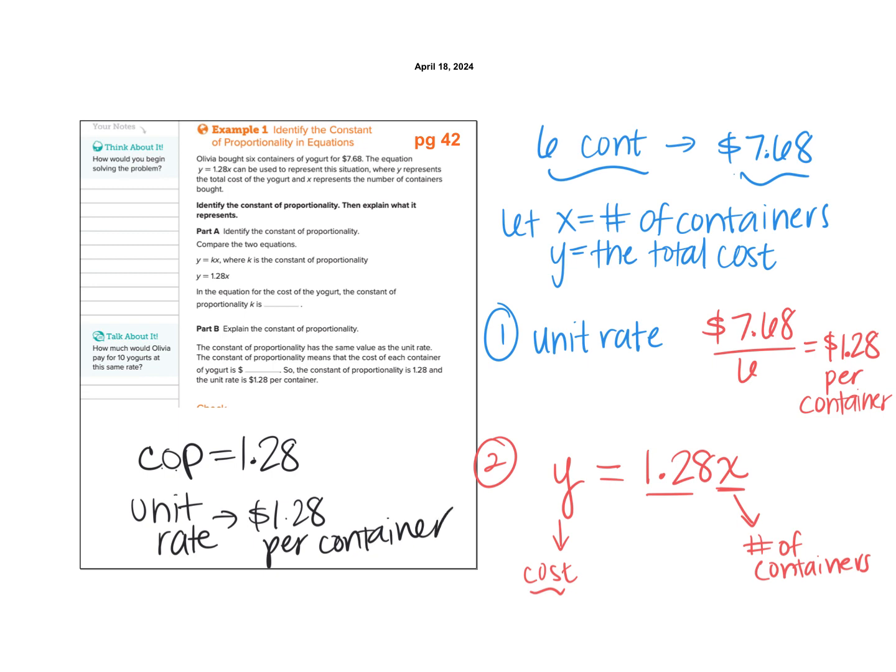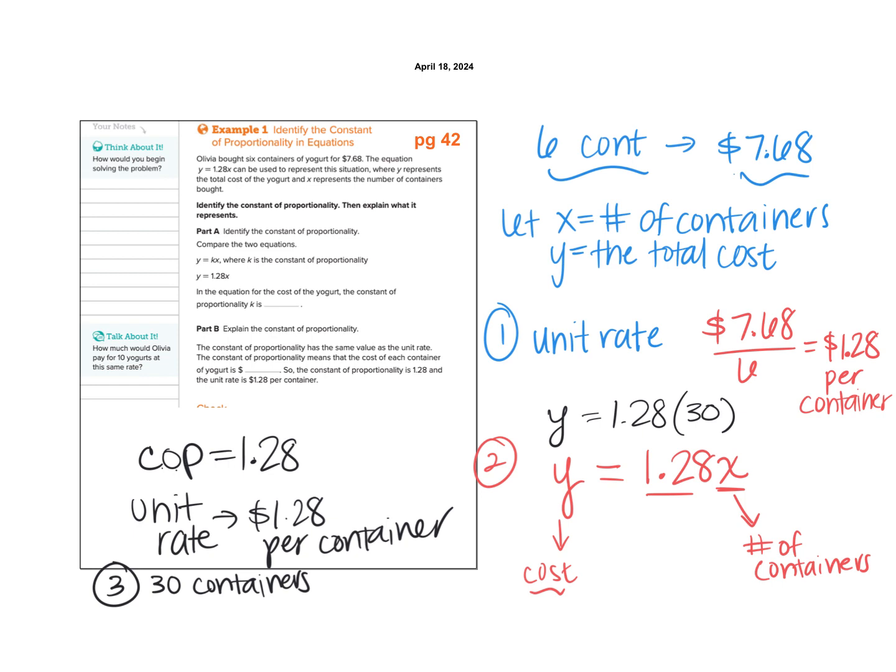Okay, so now that we have our equation, let's do step 3. What if I asked you to use that equation and find out how much it would cost for 30 containers? Maybe she's having a party and needs a lot of yogurt. So I'm going to come back over here and write in black. To find my cost, it's $1.28 times, she's buying 30 containers.